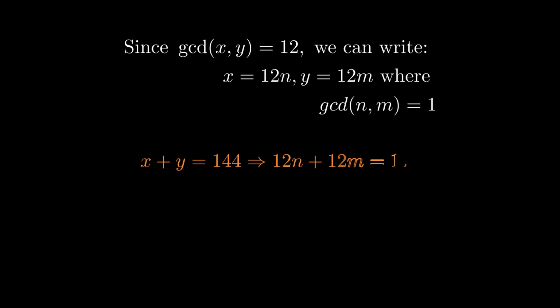Now let's substitute these expressions into our sum equation. x plus y equals 144 becomes 12n plus 12m equals 144. We can factor out the 12, giving us 12 times the quantity n plus m equals 144. Dividing both sides by 12, we get n plus m equals 12.